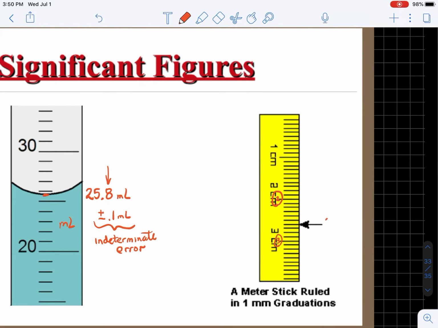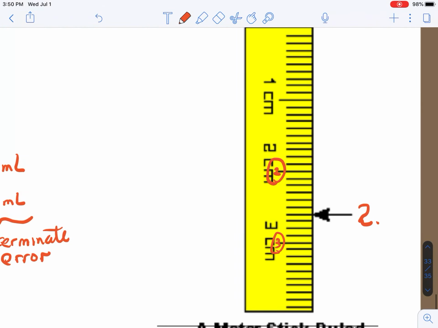Glitch. Here we go. We know the answer is going to be between 2 and 3. So the first digit we're going to write is 2. 2 point something. Can we go to the tenths column? Yes. There's markings for the tenths. So we're going to make this 2.6. And our estimation would be to the hundredths column. There is no marking for the hundredths column, but we still have to include an estimated digit. And since this arrow falls right on the mark, we're going to make that estimated digit 0. And then we put in our units. Our error would be plus or minus 0.01 centimeters.